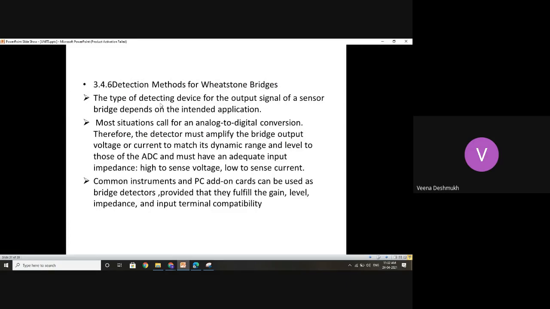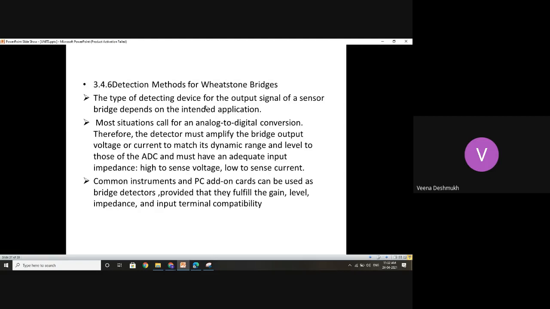Detection methods for Wheatstone's bridge. First thing, the type of detecting device for the output signal of a sensor depends on the intended application. Now, what I mean by intended application? So far, we have seen different applications, say one for point measurement, that is the temperature measurement at a point. And one more, a circuit for the measurement of difference in the temperatures. And the third example we have taken is for measurement of average temperatures.